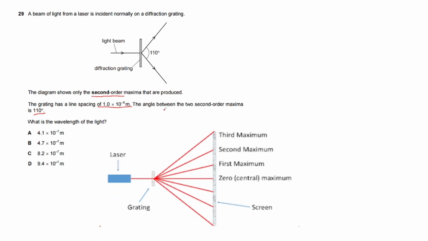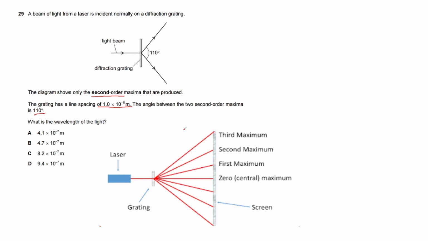Question number 29. A beam of light from a laser is incident normally on a diffraction grating. The diagram shows only the second order maxima that are produced. Okay, the grating has a line spacing of 1.0 times 10 to the power minus 6 meter. The angle between the second order maxima is 110 degree. What is the wavelength of the light?